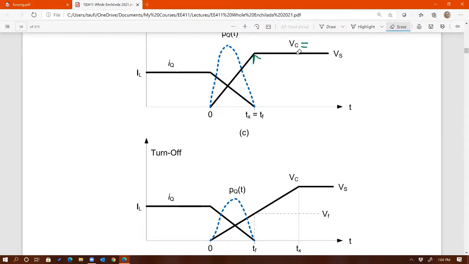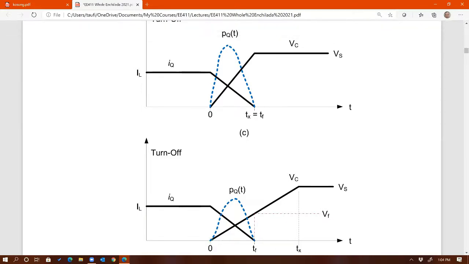So then my question is, if that is the case, why can't we just use a big capacitor? If I use a big capacitor, then theoretically speaking, the amount of overlap is very small, to the point that it is negligible. So why not just put a big capacitor?